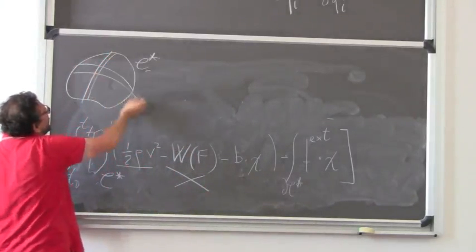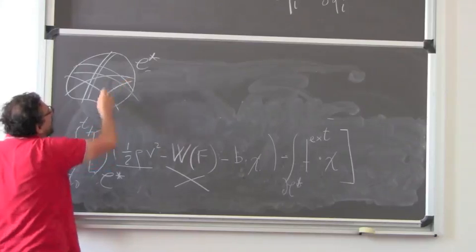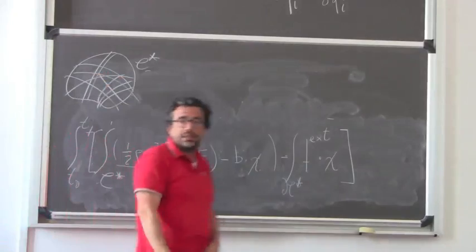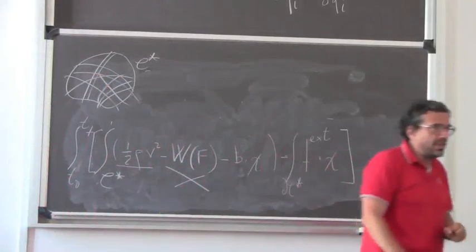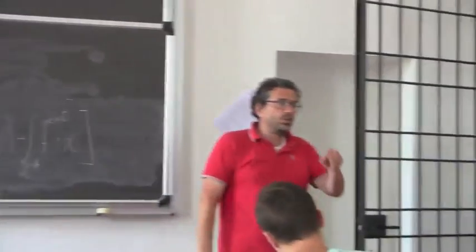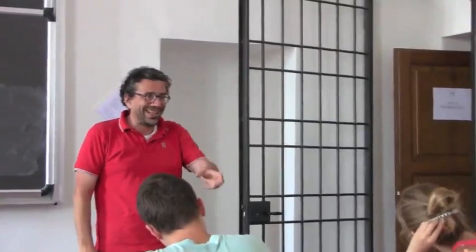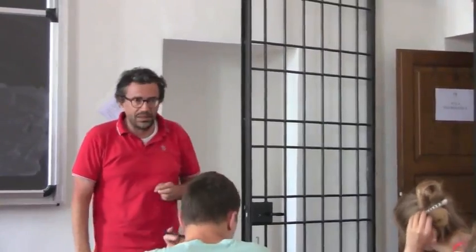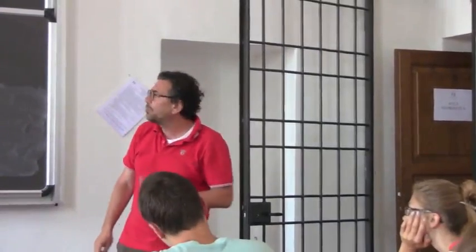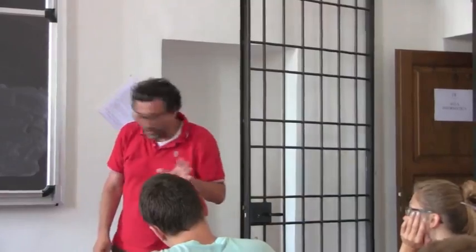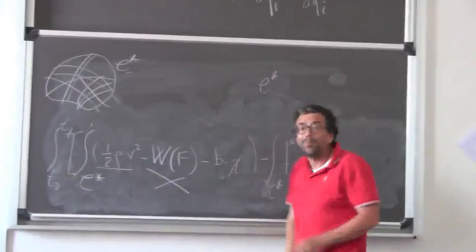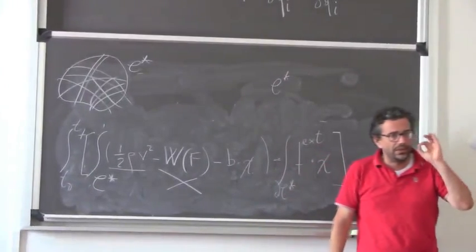Now, I will not be more specific about the nature of the pieces. You have seen, I think, that Ivan has shown you that you can choose cubic finite elements, tetrahedra, and there are many different kinds of decomposition of your system. So what you have to do is the following. You take C star, you partition it.